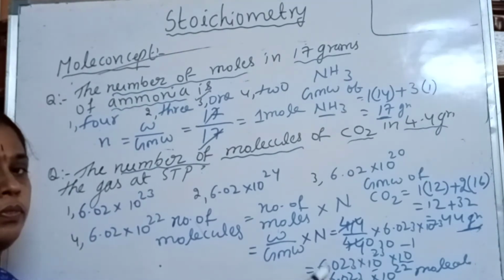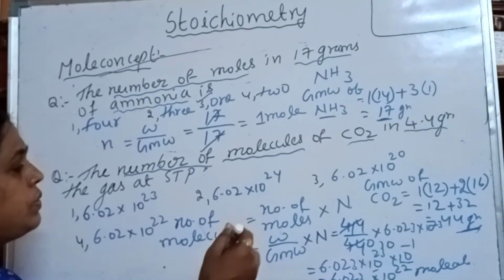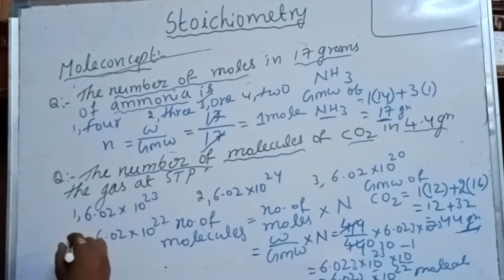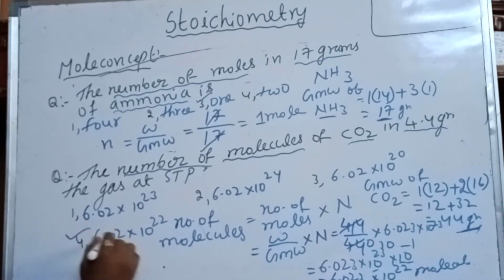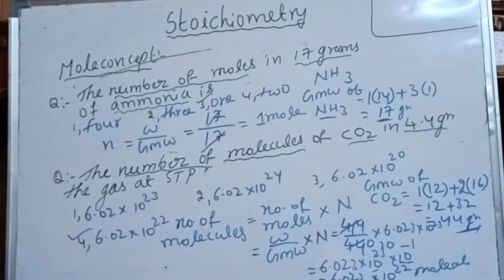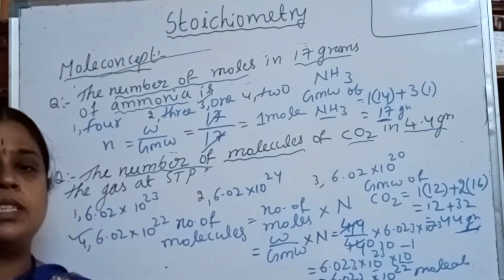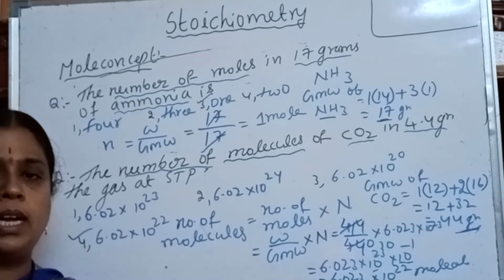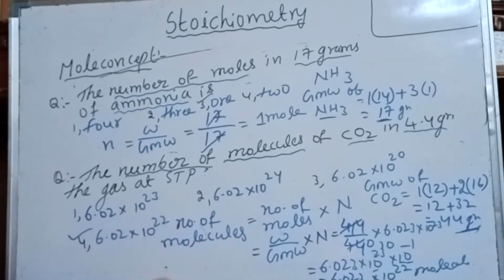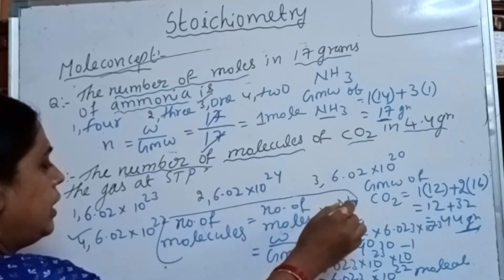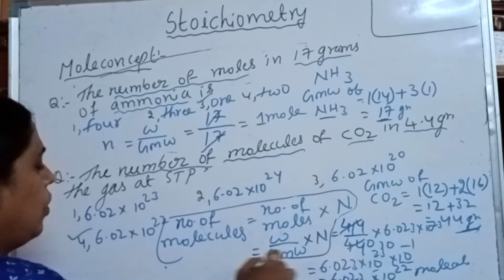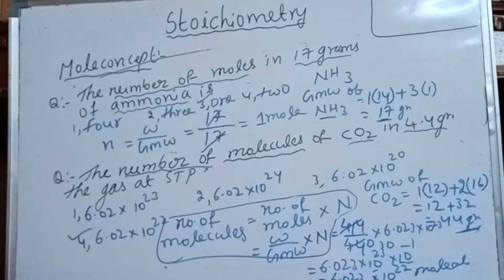Okay, so which one is the correct option? The fourth one: 6.02 into 10 to the power of 22 molecules. So this is one more question based on the mole concept. By using this formula directly we can calculate the number of molecules of the given substance.